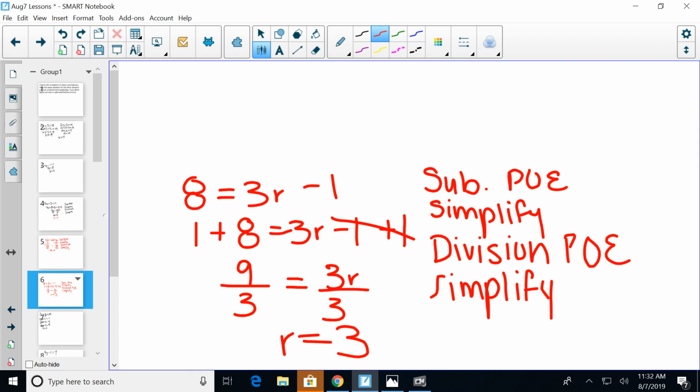Agree? Right. You should agree. You should agree. It is correct. Volunteer to do 6. I know some of you were successful at it. Volunteer to do 6.